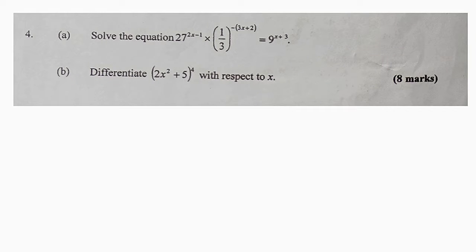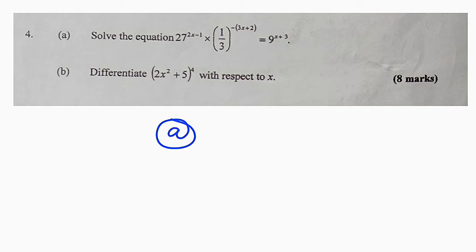All right, here is question number 4. Let's start with A part. We are asked to solve this particular equation: 27 to the power of 2x minus 1, multiplied by 1 divided by 3 to the power of negative 3x plus 2, equal to 9 to the power of x plus 3.